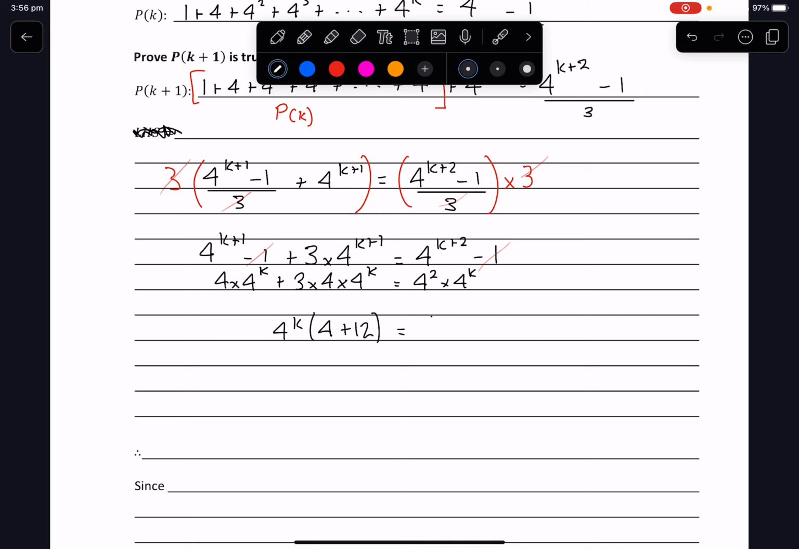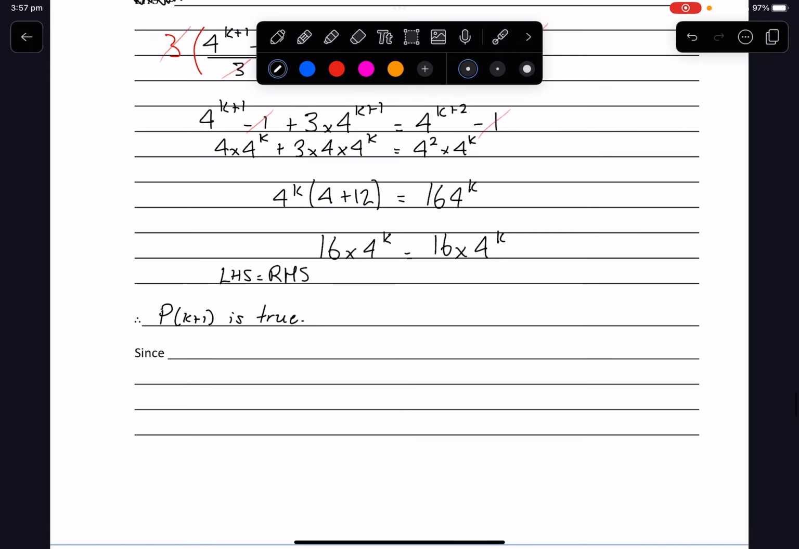And on this side, I've got 16 times 4 to the power of k. Now, 4 plus 12 is just 16, so I've got 16 times 4 to the power of k equals 16 times 4 to the power of k. And they are the same, so left-hand side equals right-hand side, which is what we wanted to show. Therefore, P of k plus 1 is true.